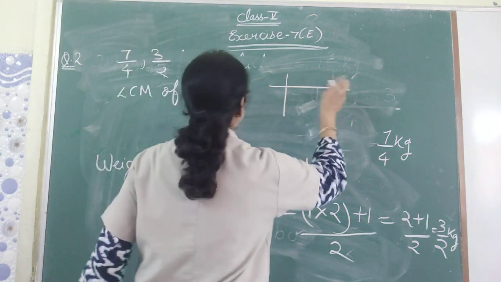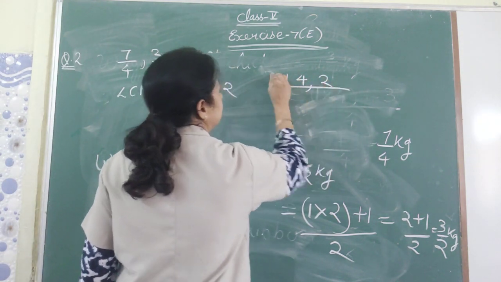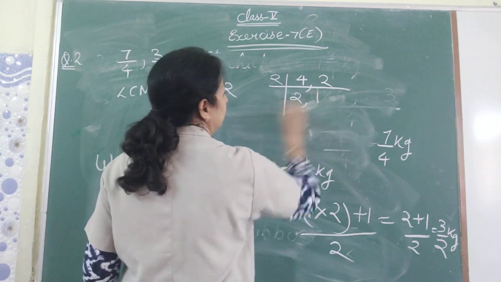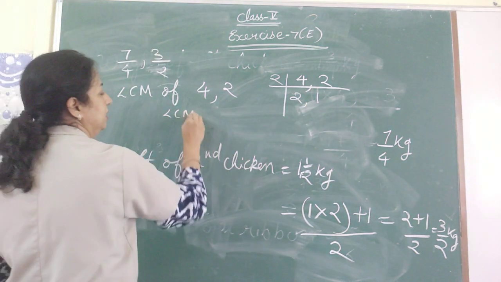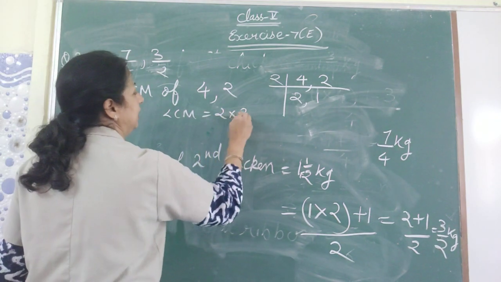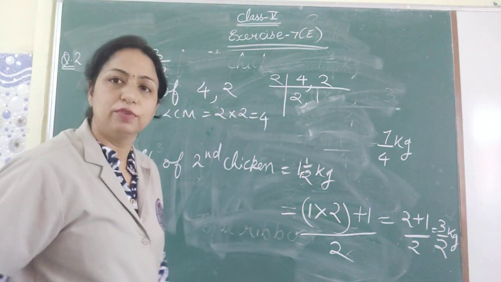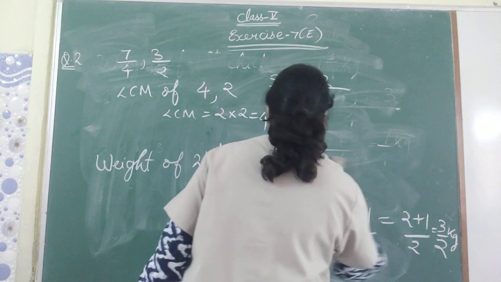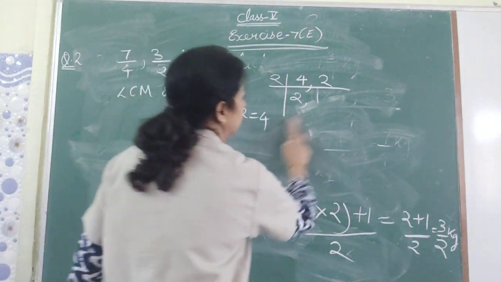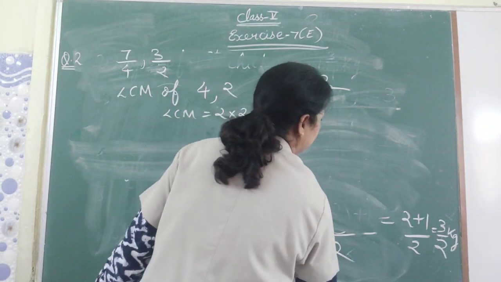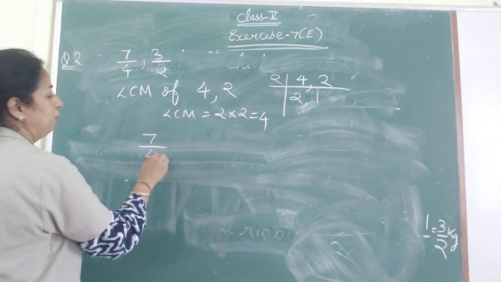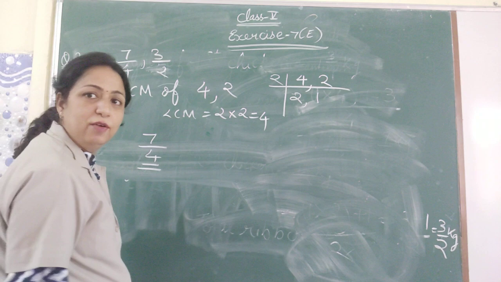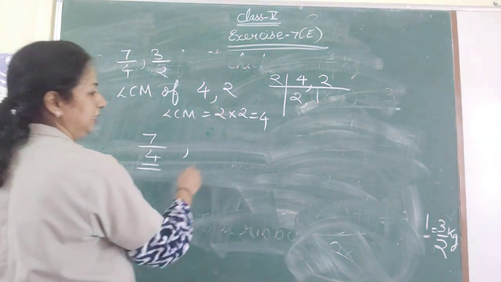We know how to find the LCM. With the column method, 2 2s are 4, 2 1s are 2, no more common factors. So LCM is 2 into 2, that is 4. So we have LCM as 4. We will convert both the fractions to denominator 4. So let's do that. 7 by 4 already has 4 as denominator, so we don't have to do anything.